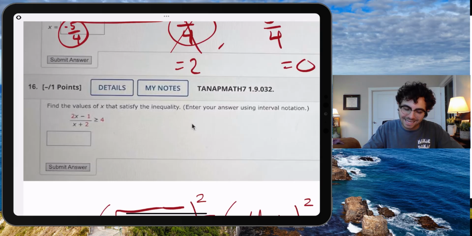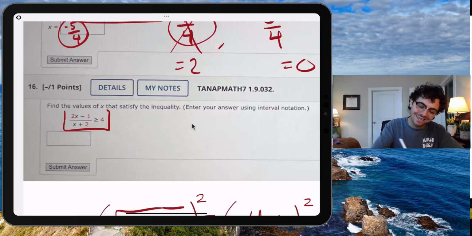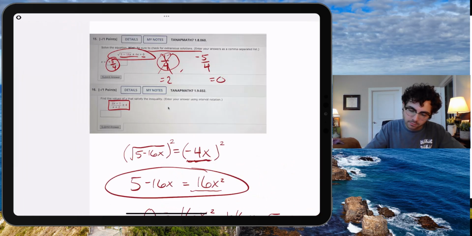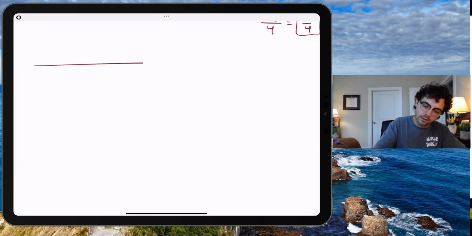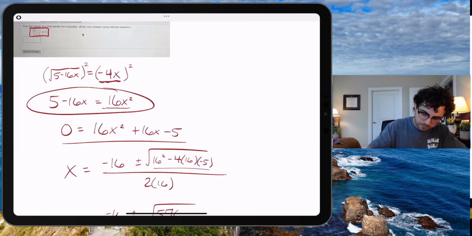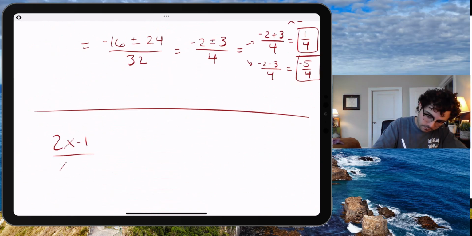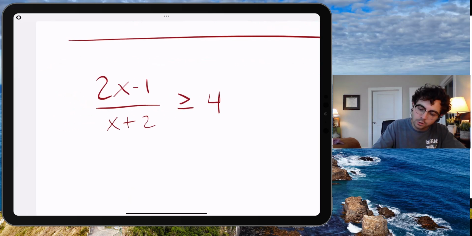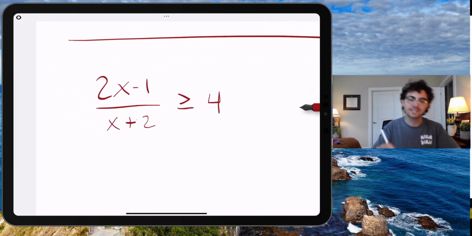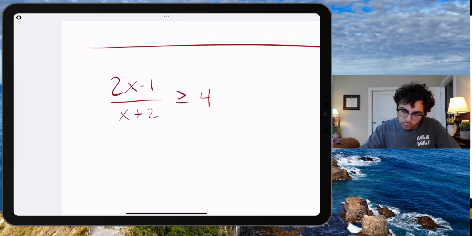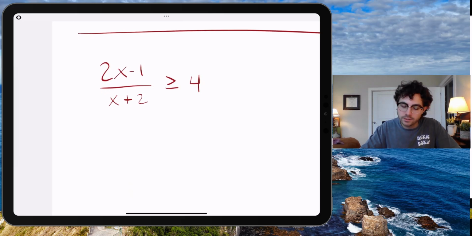Find the values of x that satisfy the inequality. Okay, this is a fun one. So here's the process for 16. Before I do that, I'm going to write it out here. Okay, we're finding the solution sets, all the x values that satisfy this inequality. What we want to do first is get 0 on that right side.